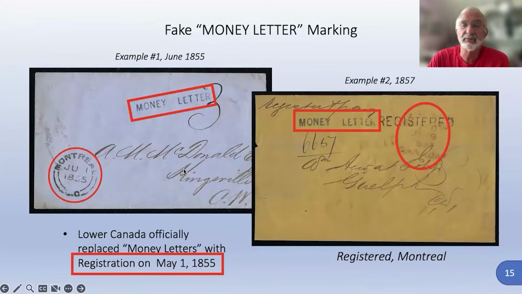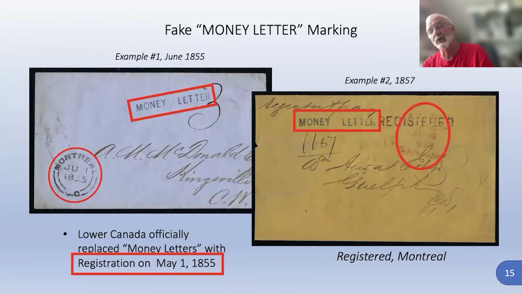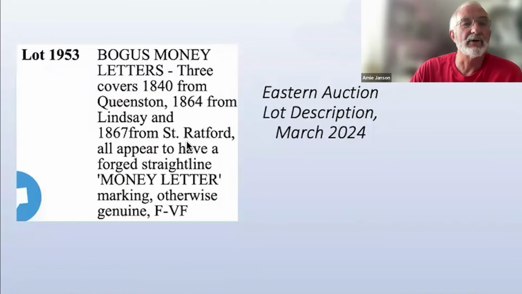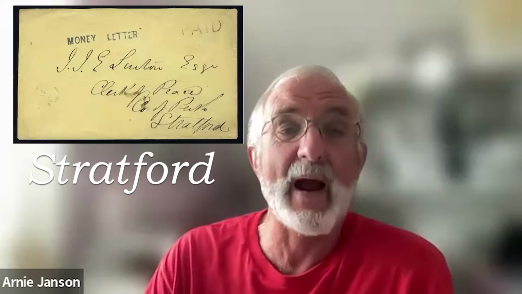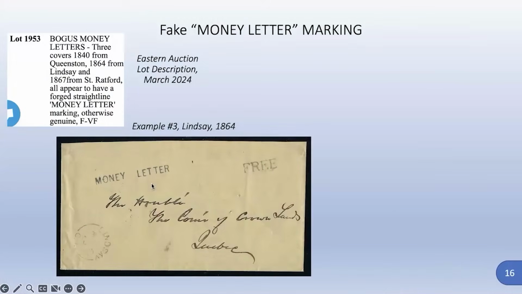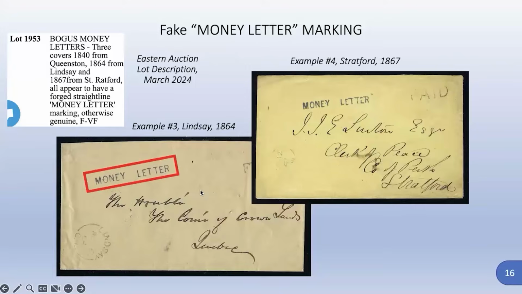Someone was playing. The dealer I have spoken to about this suspects the story, but there's a bit of history here. Someone was collecting money letters, and a bunch of his friends decided to play some tricks on him. And here's how they're advertised in this Eastern Lot description. One is from Queenston, one is from Lindsay, Ontario, and one is from St. Ratford. Well, there is no place in Ontario called St. Ratford. I think we'll see this cancel was actually the city, which you may have heard of, called Stratford, without the period, where Shakespearean theater goes on. This is another fake money letter.